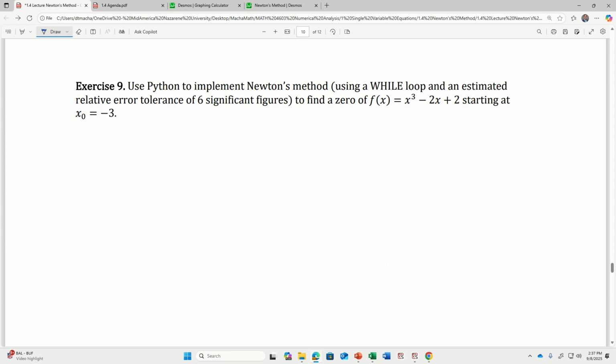So let's use Python to implement Newton's method. We're going to use a while loop this time instead of a for loop. So instead of just doing 10 iterations no matter what, we're going to actually say, I want to define a tolerance equivalent to 6 significant figures. And so my tolerance is going to be 0.5 times 10 to the negative 6. That's how you calculate tolerance based off of significant figures. And then we're going to use that to find a 0 starting at negative 3.